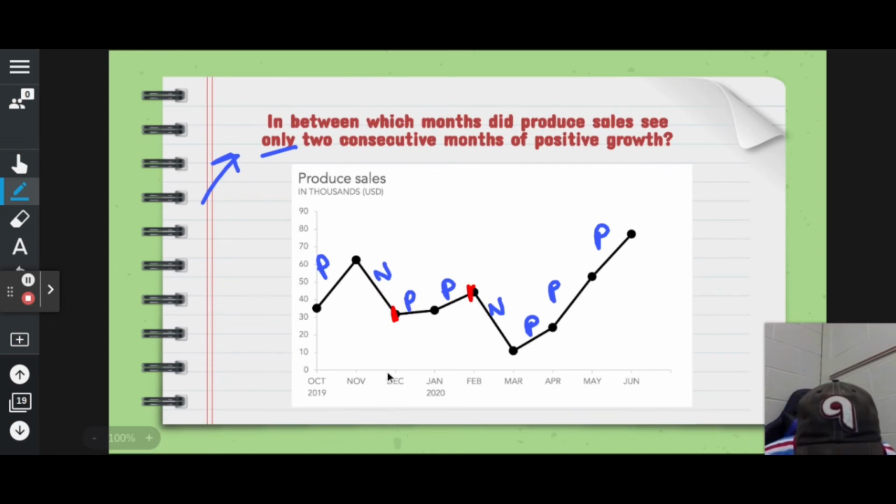And those months are December and February. Pardon my terrible eyes, but between December and February are going to be my 2 months of positive growth. This is 3 months of positive growth. That's not what I asked for.